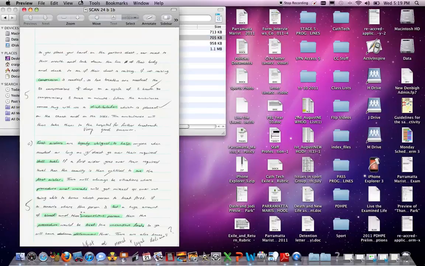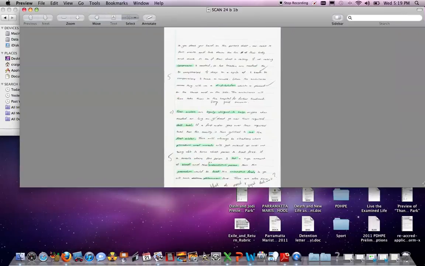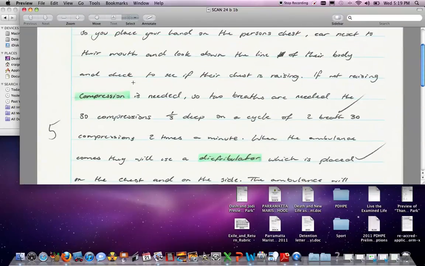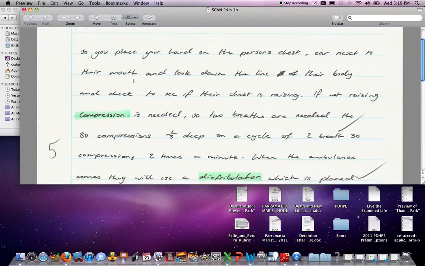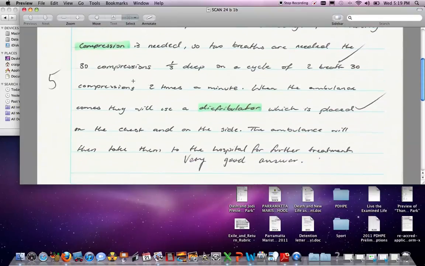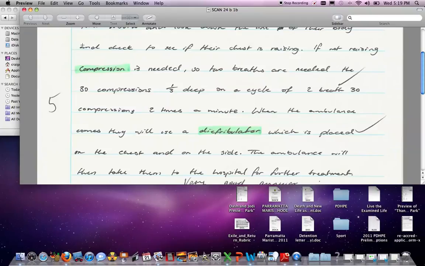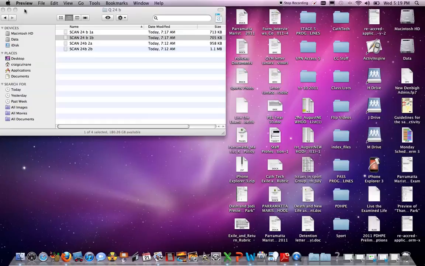This answer continues. Again, the compressions and defibrillator have been incorporated very well into the answer there. So good explanation. 30 compressions talks to us about how deep the compressions need to be as well. Another example.